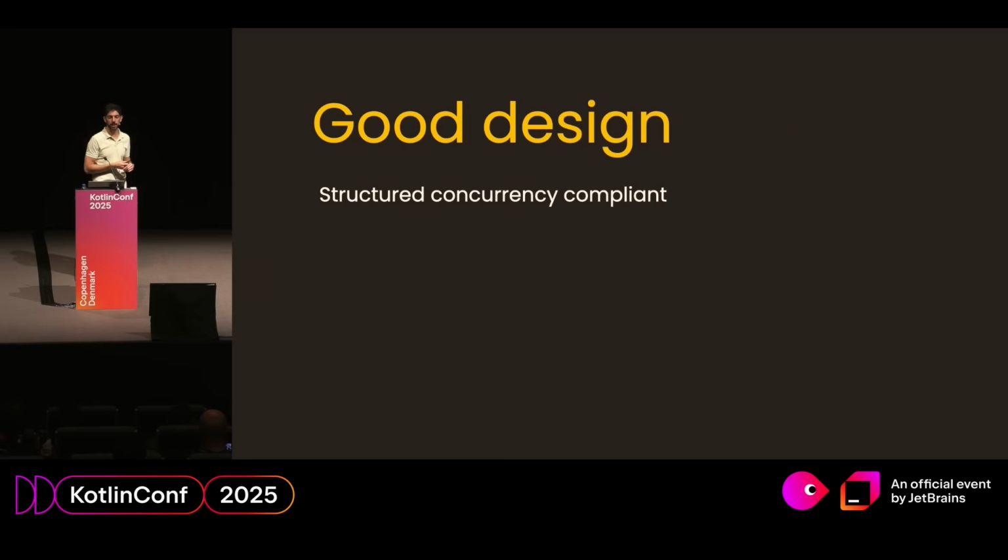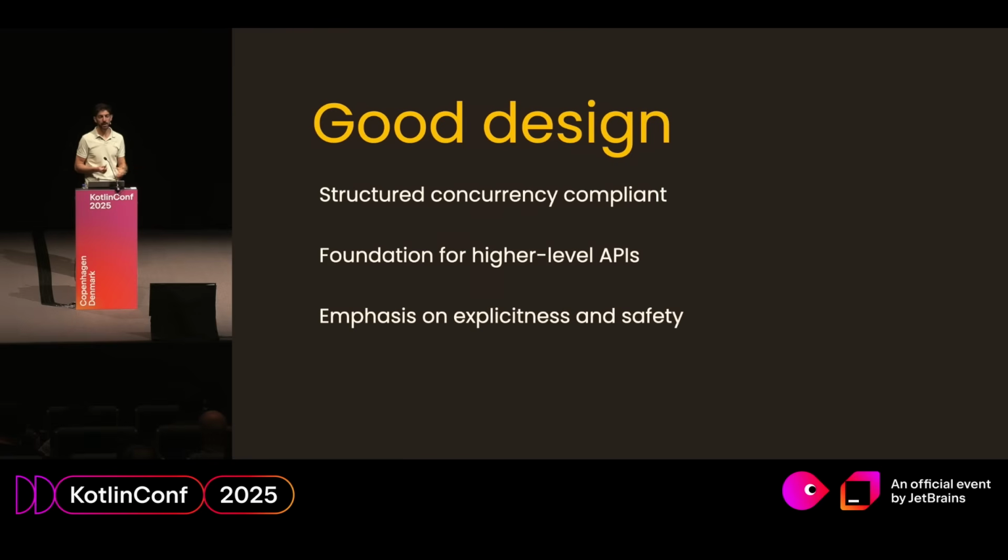And when it comes to good design, we need to be compliant with structured concurrency, right? We will see in a second that it is really important to make sure that errors and cancellation signals are propagated properly. As we have with repeatOnLifecycle, if it's a really good API, it can serve as the foundation for other APIs and for other people to build on top of. And then we have to make them explicit and safe. I think we are going to get all of that if we follow the previous steps. We will see in a second why something might not be safe to use.